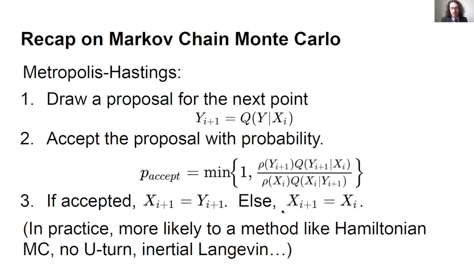And in practice, you're likely to use a more complicated method like Hamiltonian MC or no U-turn, which is what really drives Stan, or inertial Langevin, which is what really drives much of the MD community. But this intuition of I'm going to have a proposal and then I'm going to accept that with some metropolization, some probability here, is really what underlies a lot of these methods.